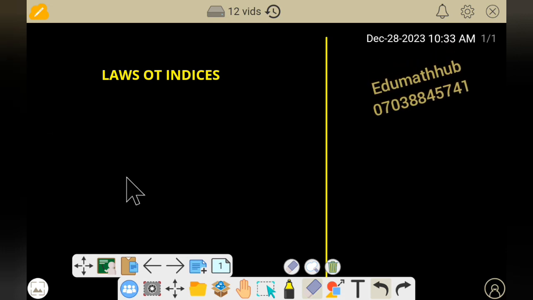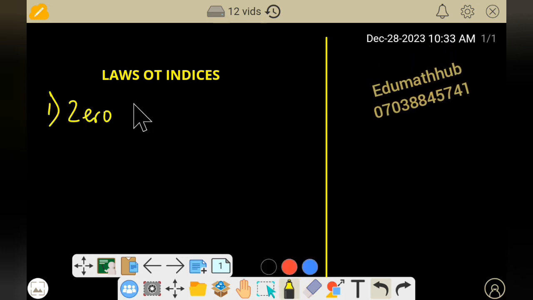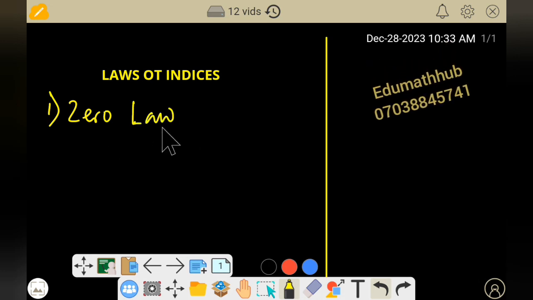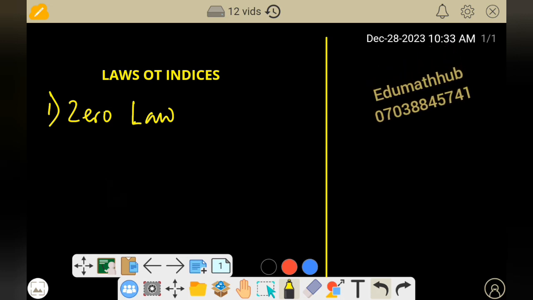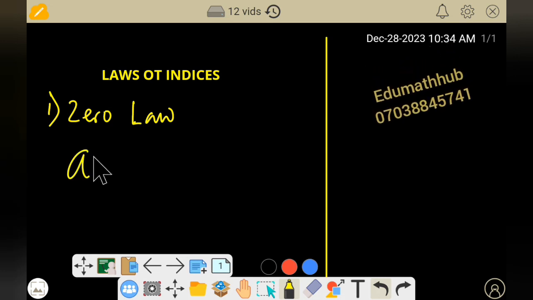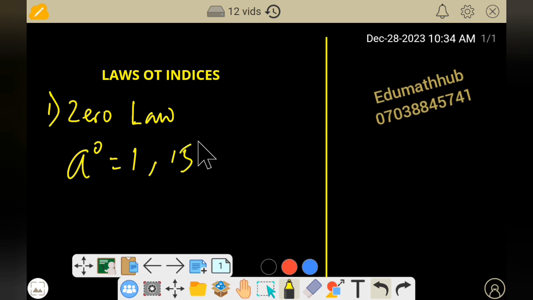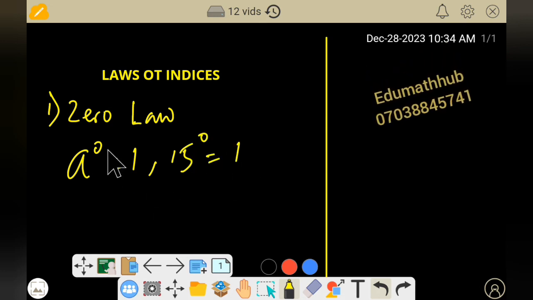So the first law we're going to be talking about is the zero law. This law is pretty straightforward. It says that any number raised to the power 0 is equal to 1. So you have a raised to the power 0 is 1, you have 15 raised to the power 0 is 1. But there's a number that does not obey this law.